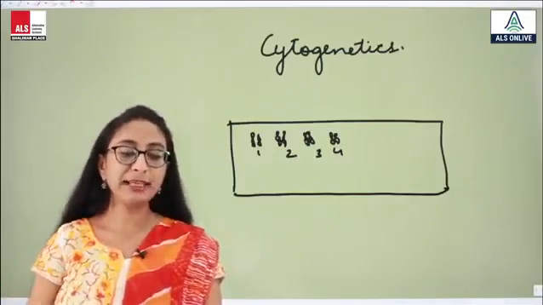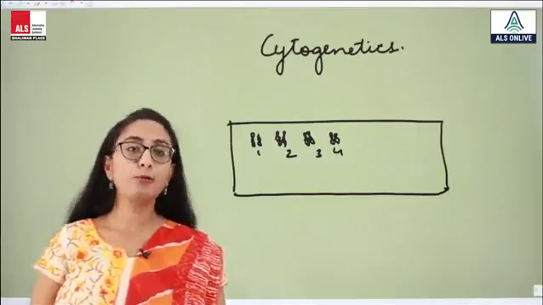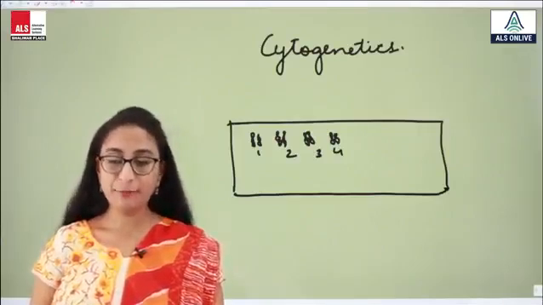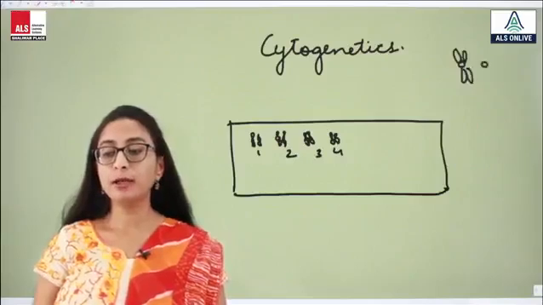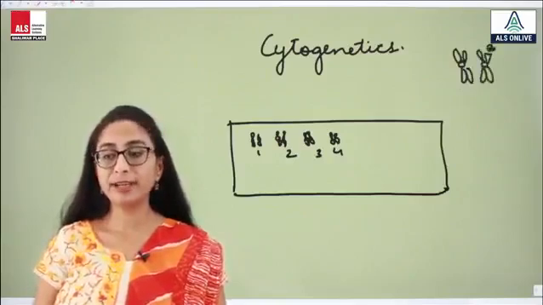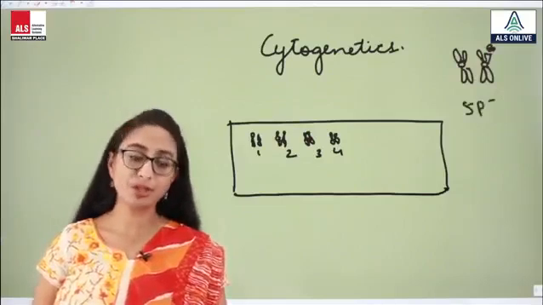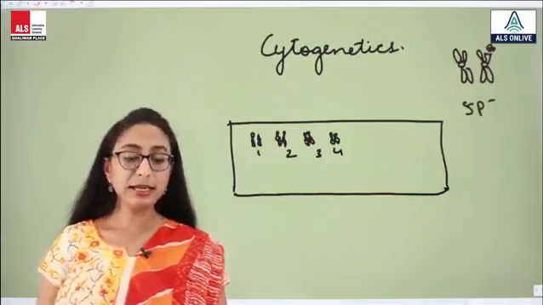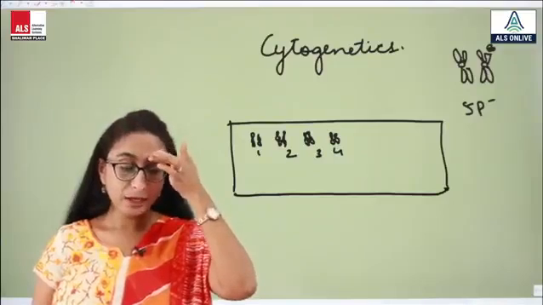So cytogenetics involves the examination of the chromosomes to identify the structural abnormalities. Okay, so what happened in case of 5p minus, that is Cri-du-chat syndrome? One chromosome will be normal, and in the other chromosome, in one arm, a part of the chromosome will be missing. That is, this part over here which was supposed to be there will be missing. That is called 5p minus, isn't it? 5p minus, it is a structural aberration.